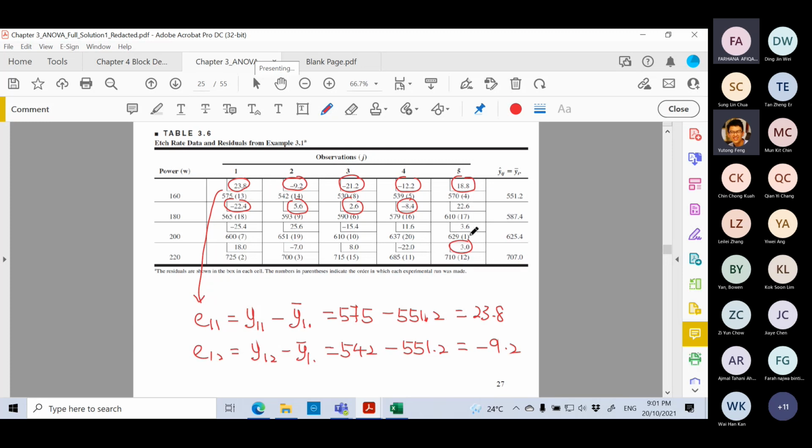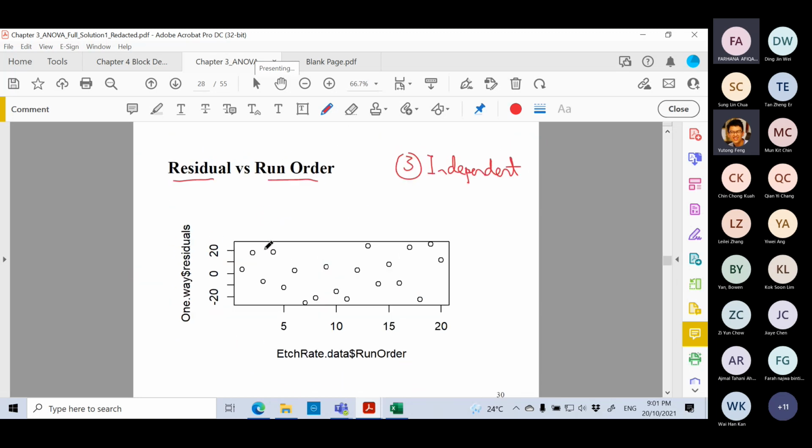The residual for the first one is 3.6. The second one is 18. So you can see from this plot, the first one is 3 and the second one is roughly around 18. Then you plot this, and if they do not have any obvious pattern, it is independent. All these plots I am producing using R.